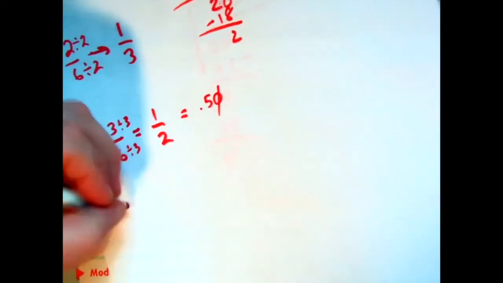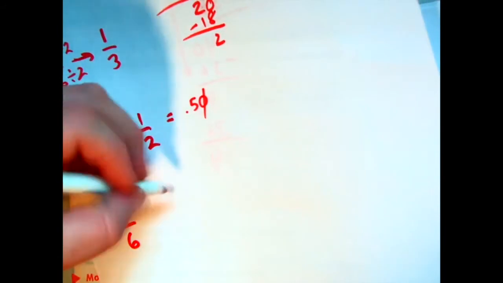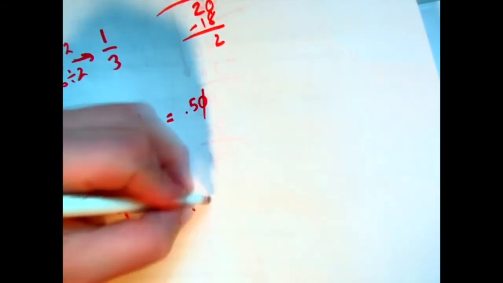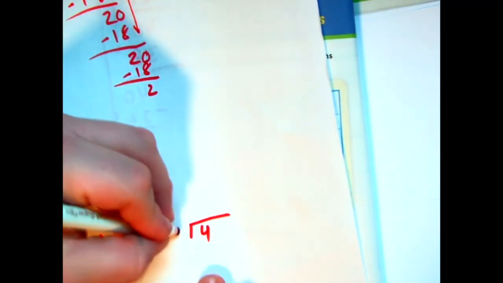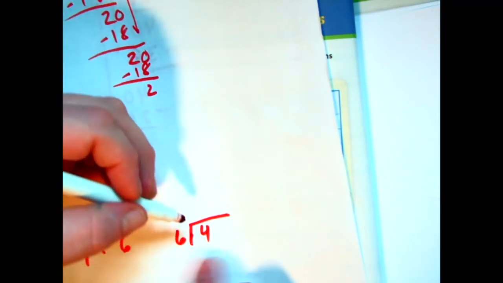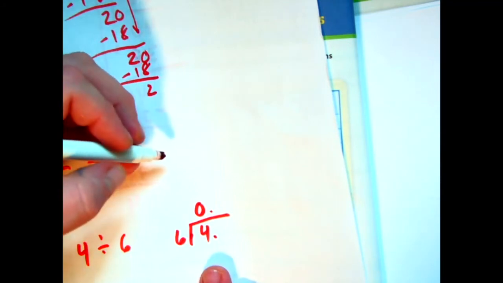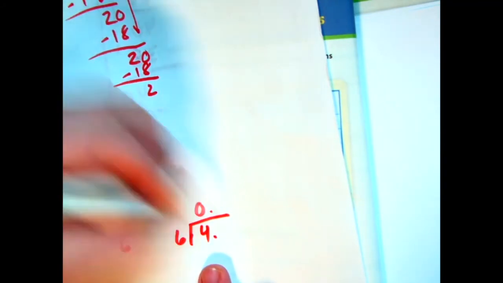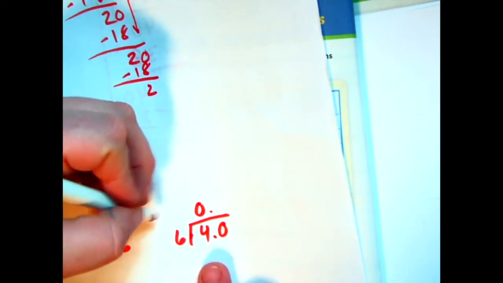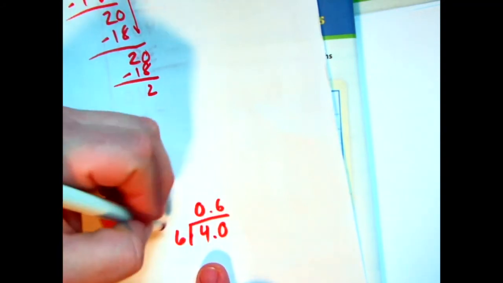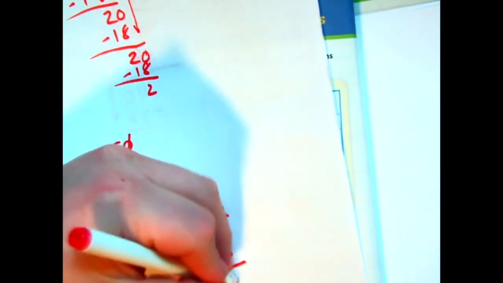And what about 4/6? Which is the same as 4 divided by 6. That's the same as saying how many times can 6 go into 4? 0 times. So that means we have to break this into smaller pieces. How many times can 6 go into 40? Well, it can go 6 times, because 6 times 6 is 36. 40 minus 36 is 4.